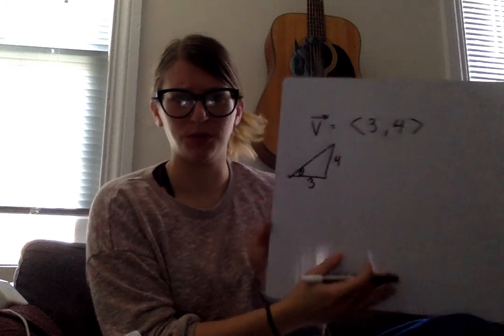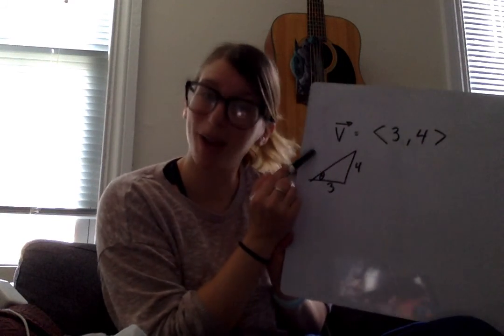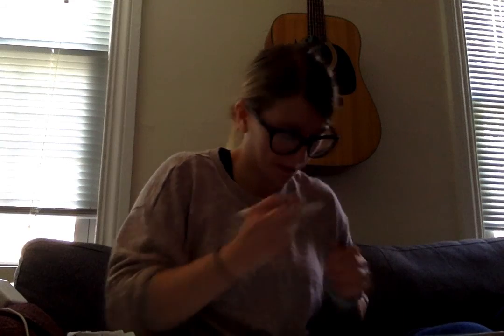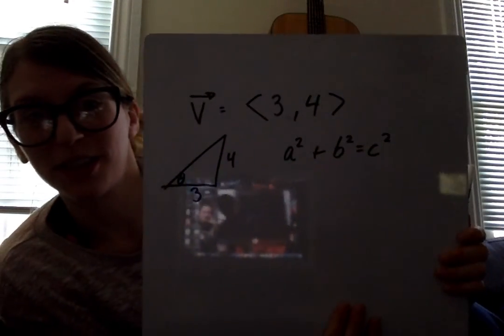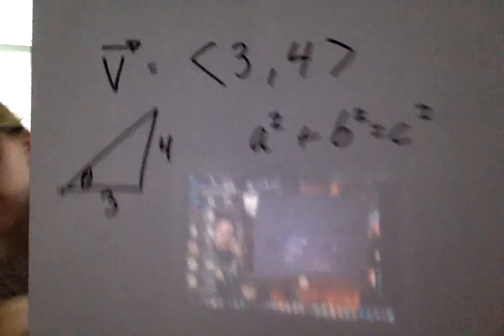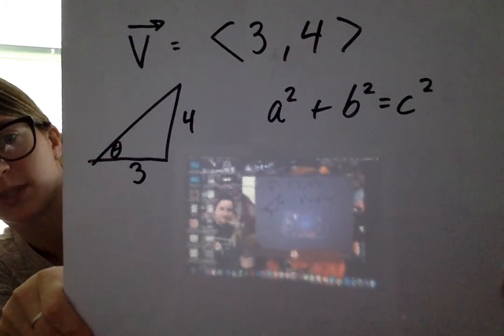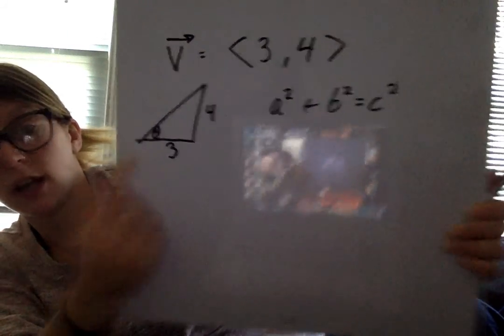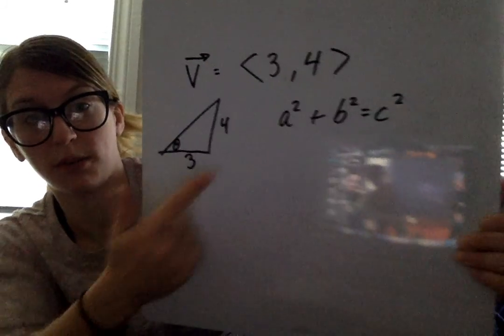Magnitude is just a fancy way of saying how long is the vector. So the magnitude is always going to be my hypotenuse, and we have skills to find the length of a hypotenuse. It's called Pythagorean theorem. A squared plus b squared equals c squared. Doesn't matter if this is a or b. I'm going to call him a, I'm going to call her b.